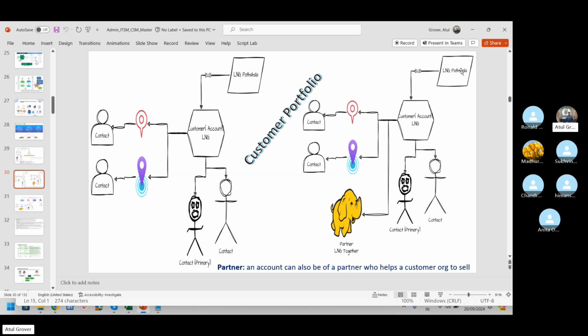So let's say LNG is a service provider. They have an account called LNG. LNG is my partner and they bring the other customers. Sorry, they become a partner and they say, okay, if you want to become a partner, then put my name as LNG together. And now I will sell your product to my customers as well. What you're selling to me, I will sell the same to my other customers as well. But I can't sell my own products.